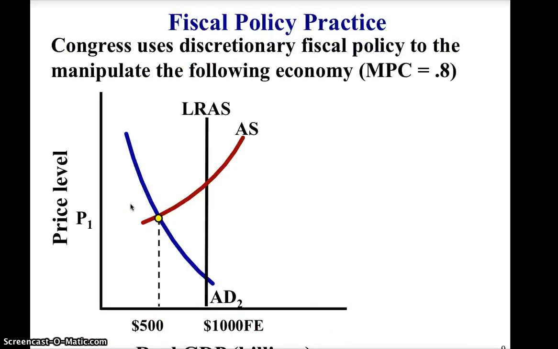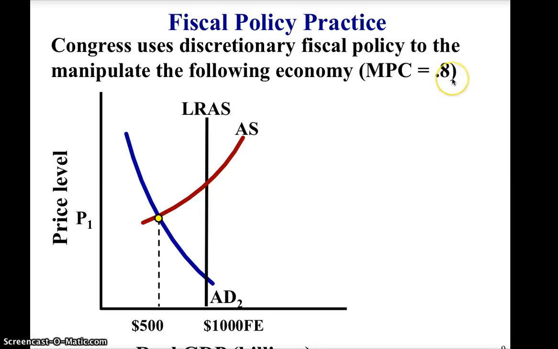So let's do a couple little practices here. Congress uses fiscal policy to manipulate the following economy. So you're looking at this and you can see that we're in a recession. It looks like there's a $500 billion gap, and the MPC is 0.8. So what do we do? Well, first you find out what the multiplier is.